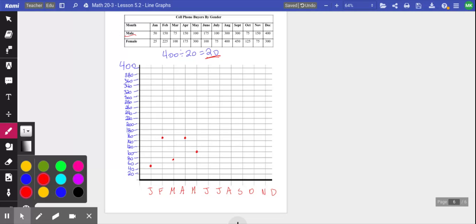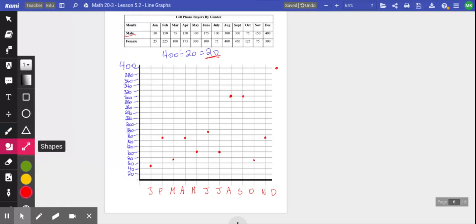June would be 175. July would be 100. August would be 300. September is 300. October is way down here to 75. November is 150. And December is way up here at 400. Then I can connect the dots to make my male's graph.